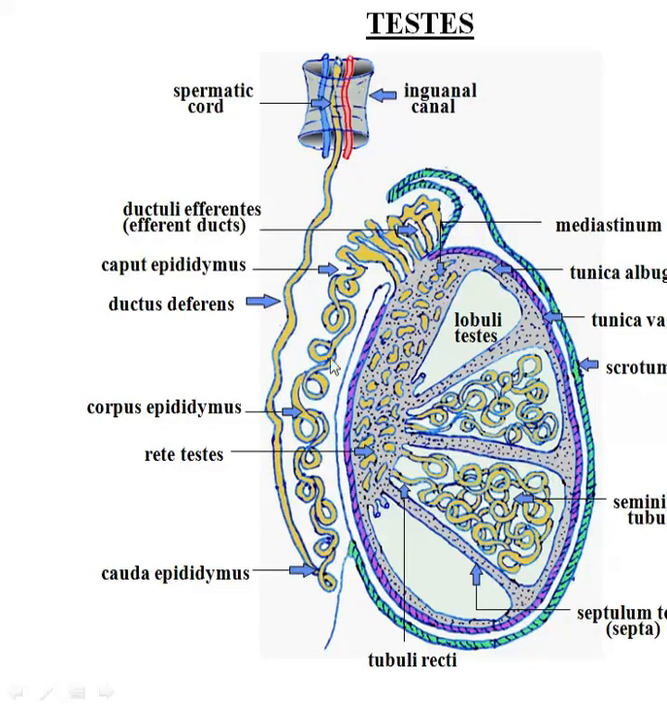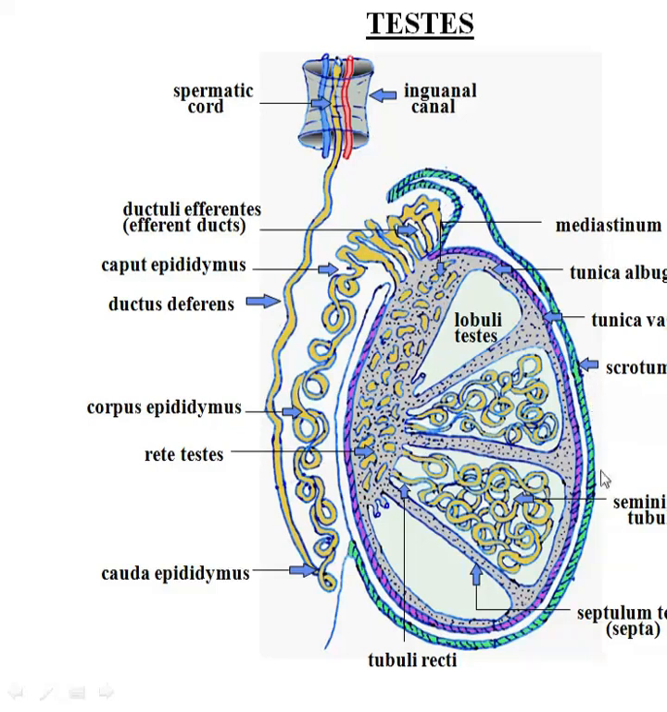Here we have a diagrammatic presentation of the testes. This outer greenish line is the scrotum. Testes in mammals hang outside the body in a skin pocket, and that skin pocket is called the scrotum. They are two in number, packed into the same scrotum but divided by a septum.